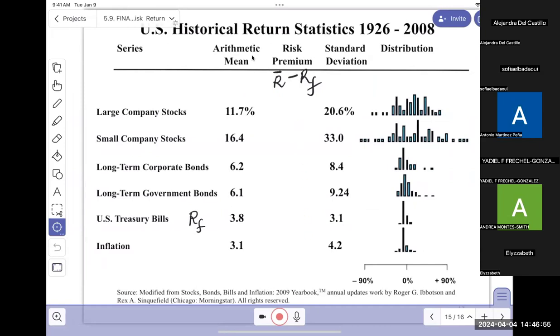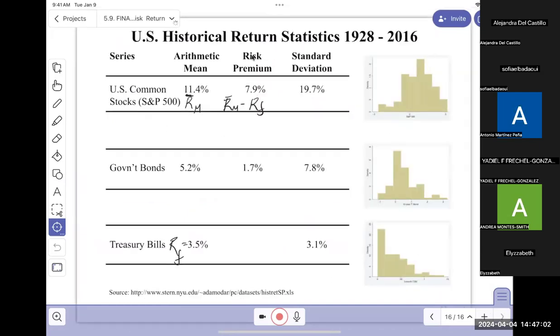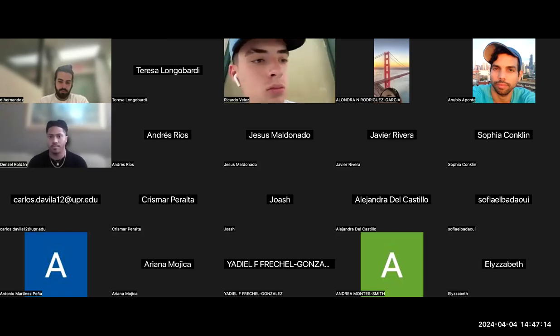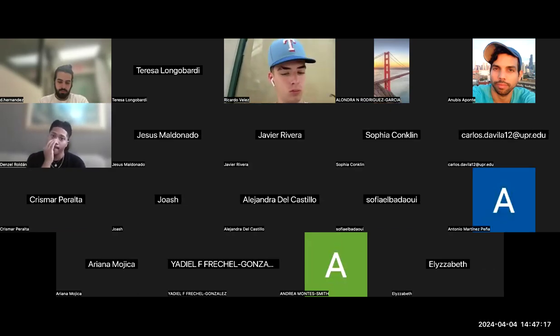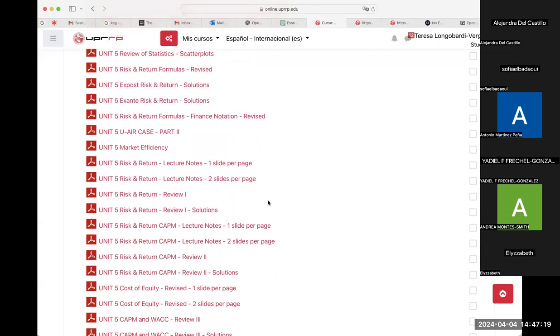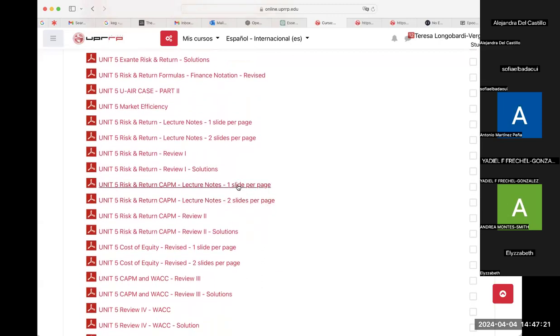So for next class, I want you to compute all the risk premiums, and I want you to complete review number 1. All right, so that's what you're going to work on this weekend. And we're going to continue next class with the next set of notes that are found here: Risk and return, CAPM, for capital asset pricing model. So I want you to catch up and be with me here for next class.